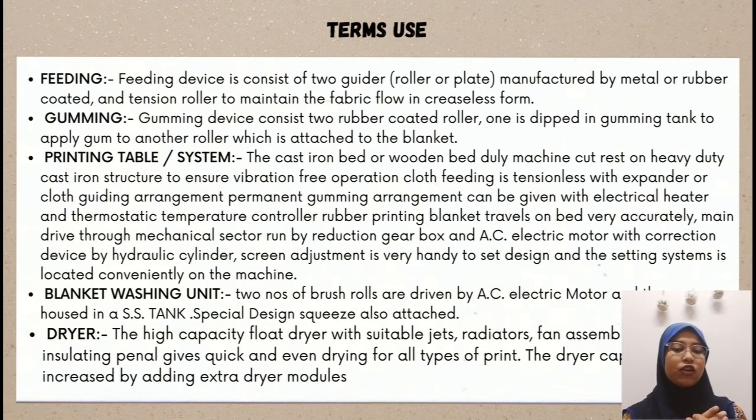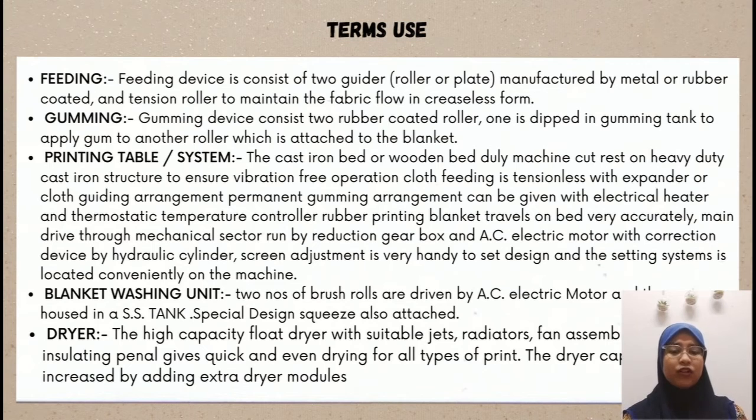In addition, these are the terms used in the process. Like the feeding. Feeding is a device consisting of two guided rollers or plates manufactured from metal or rubber coated, and a tension roller to maintain the fabric flow in the creased form. The gumming device consists of two rubber coated rollers. One is dipped in a gumming tank to apply gum to another roller which is attached to the blanket.